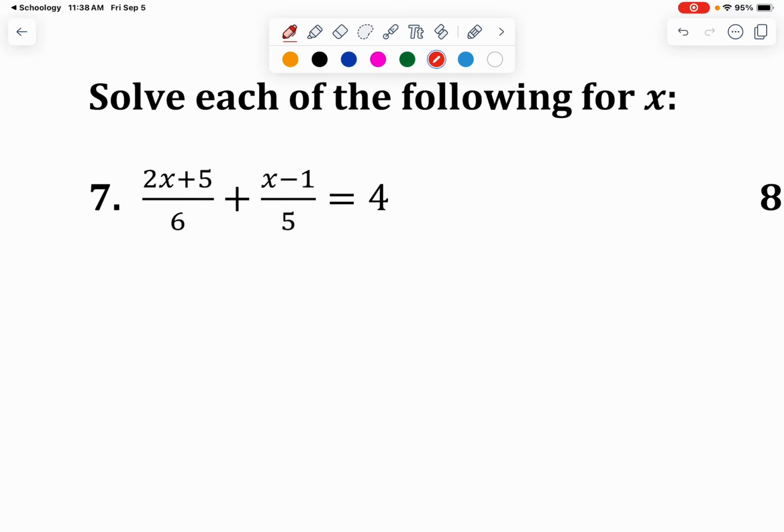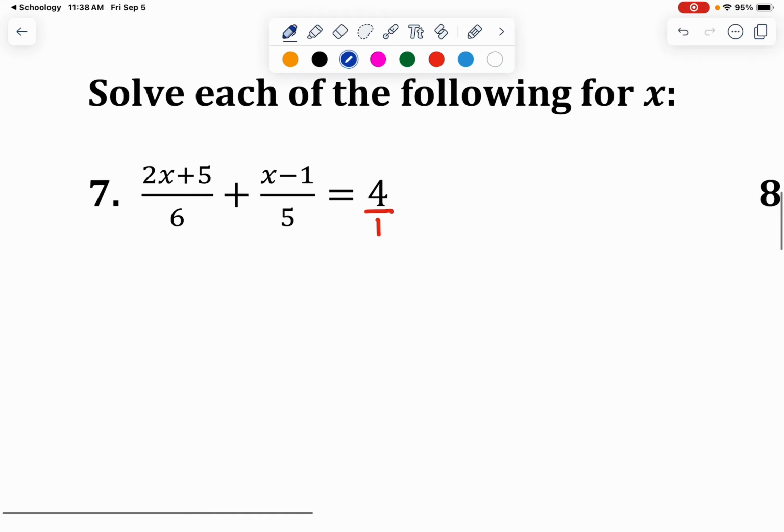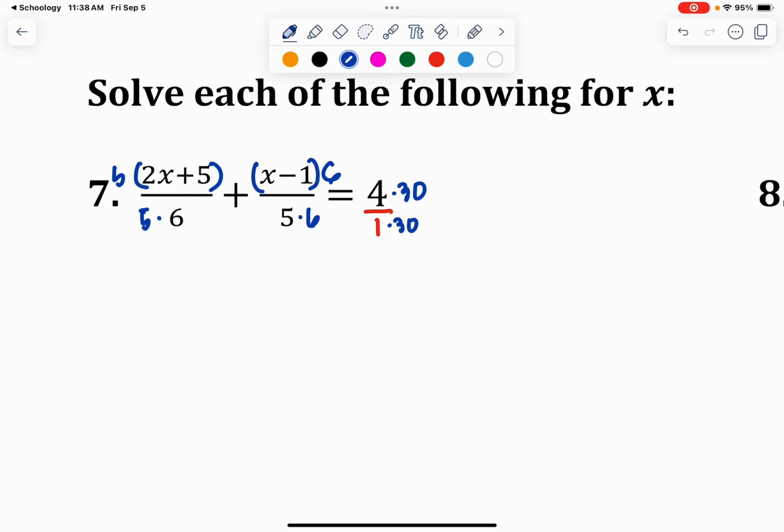So first off, I need my LCD. I have a 6, a 5, and a 1. So for a 6, 5, and 1, the lowest common denominator is 30. So I'm going to get them all to be a 30. This one I'd multiply by 30 over 30. This one I'd multiply by 6 over 6. This one I'd multiply by 5 over 5. Okay, so now my common denominator on this side is 30.